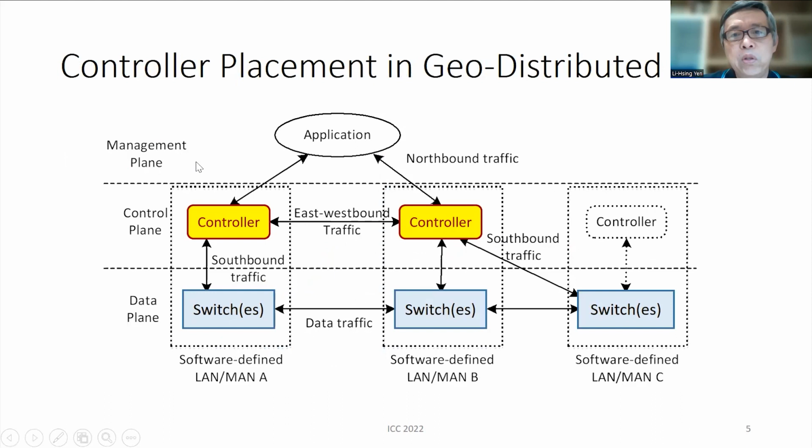If we have multiple geo-distributed SDN networks like this, then we can determine where to place SDN controllers. In this example, we have three geo-distributed SDN networks, but we only place two SDN controllers, one here and the other here. At this location, although we have SDN switches, we do not place an SDN controller. We use only two controllers so that we can minimize the deployment cost.